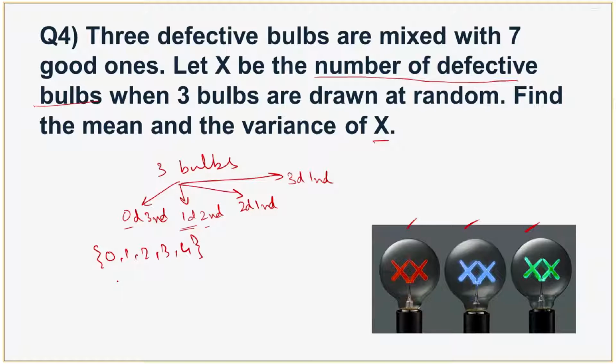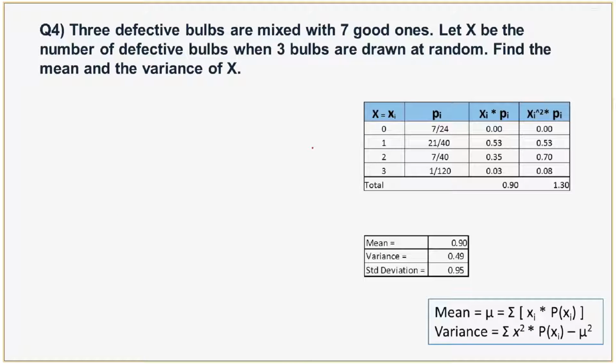This means you'll have to find out P of x equal to 0, the probability that no defective bulbs are drawn. Similarly, you'll have to find out P of x equal to 1, the probability that one bulb is defective, the probability that 2 bulbs are defective, and the probability that 3 bulbs are defective. Okay, let's move on. So this is what we got.